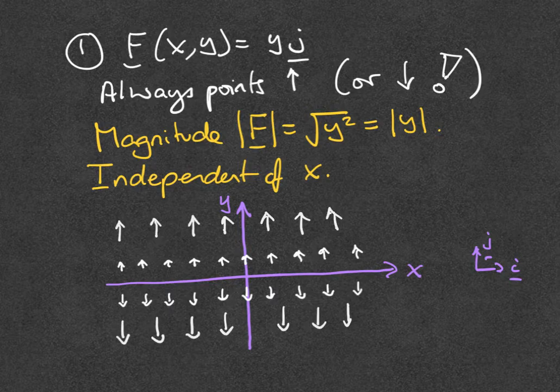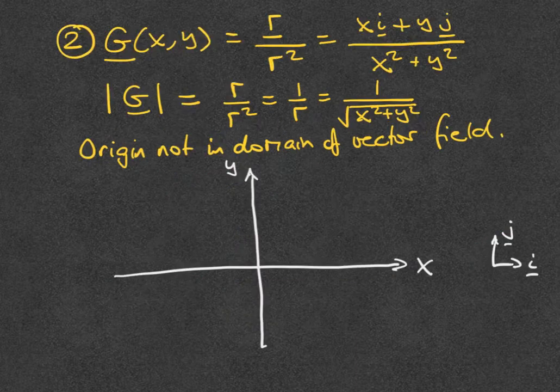And clearly you can see, were you to go further down and draw an arrow here, it would be even longer again. And this is the vector field F equals y j. So with that, let's move on to the next exercise.